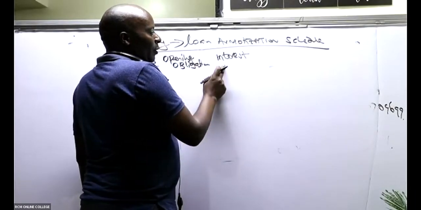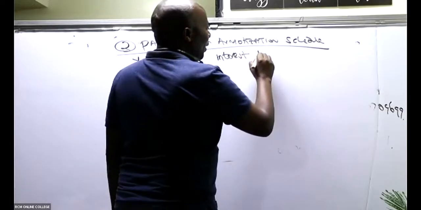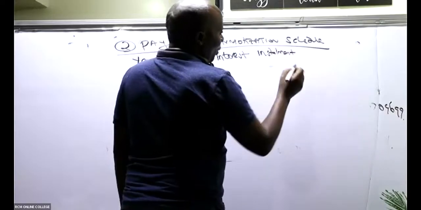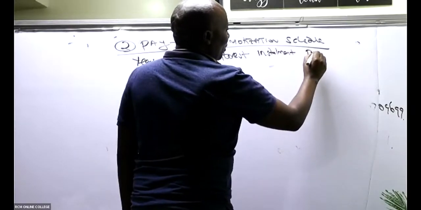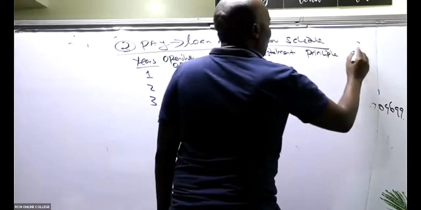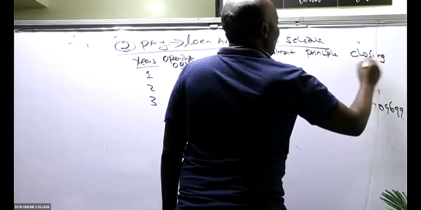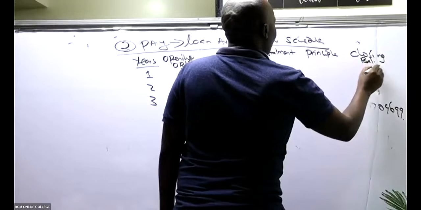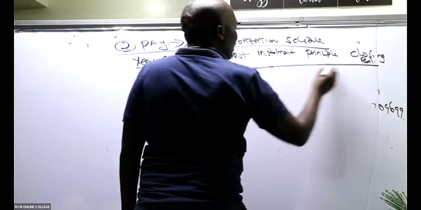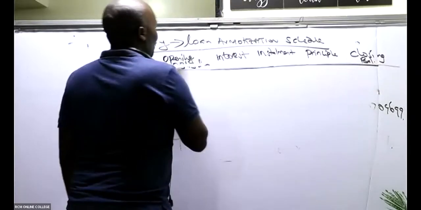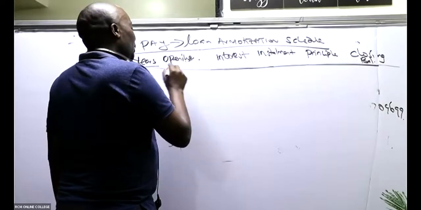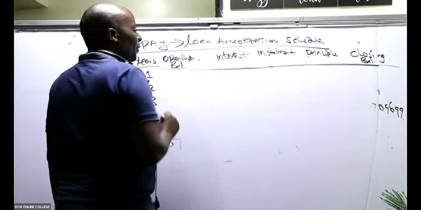All right. From there, of course, we shall be able to have our installment, and then in this case here, our principal amount, and then lastly, what we call the closing balance. So even this one can be opening balance. To avoid confusion, let's write this as opening balance, like that.